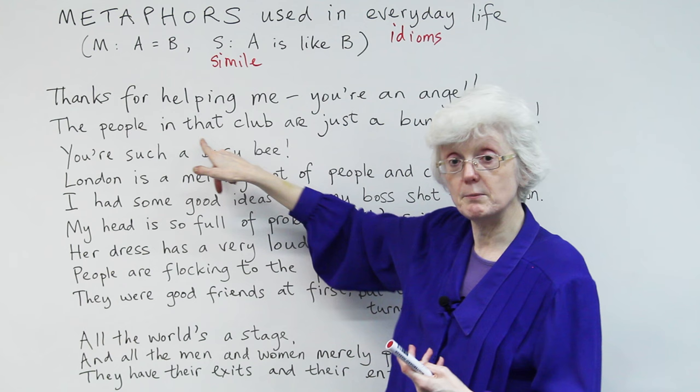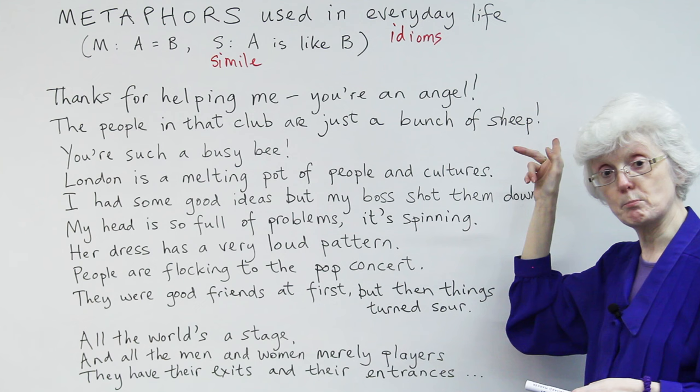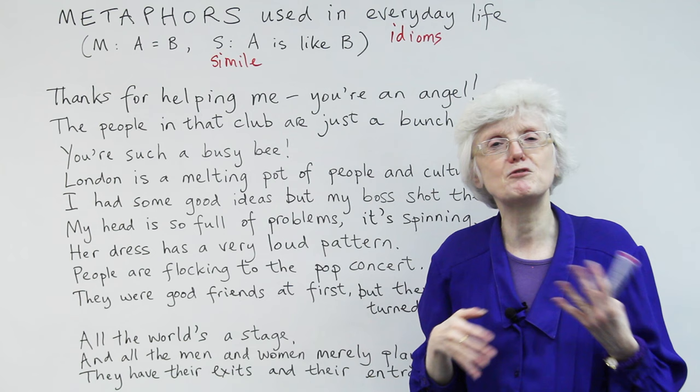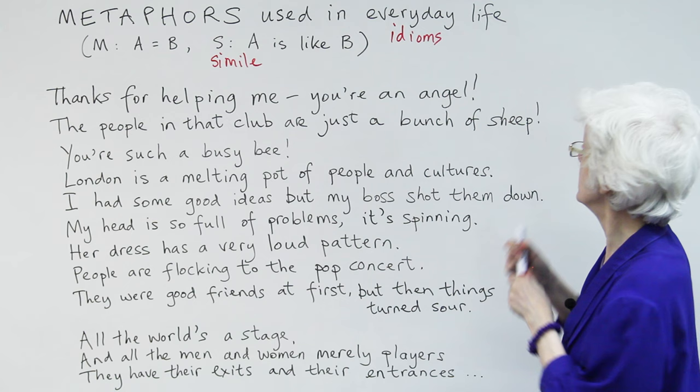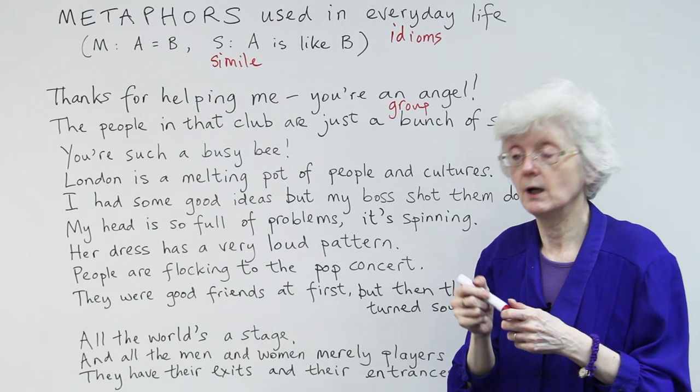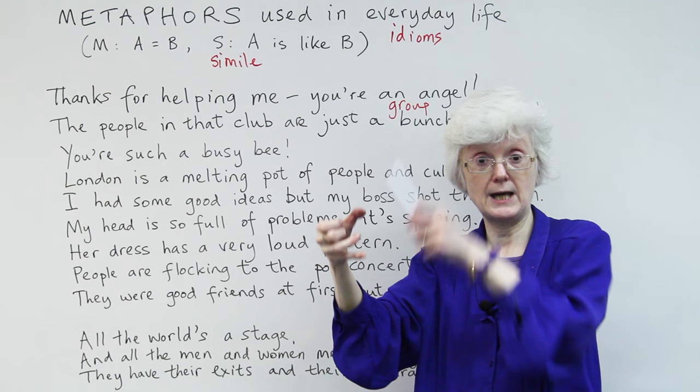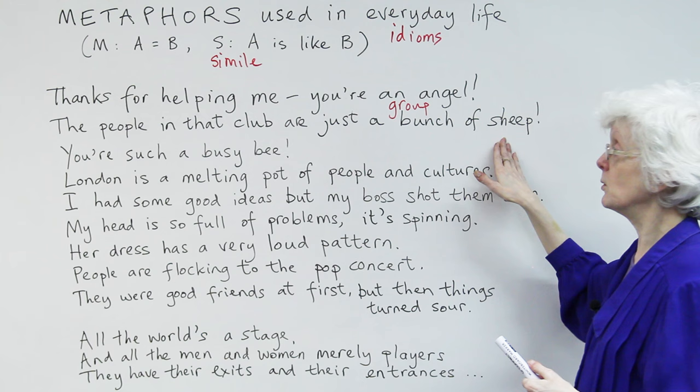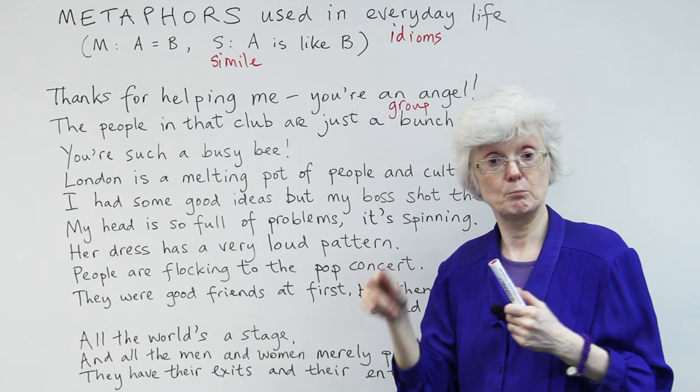Second example, the people in that club are just a bunch of sheep. Okay, a bunch, that's a sort of casual, informal word. A bunch means a group, a group of people. You can have a bunch of flowers. That's the normal use for bunch. Bunch of flowers, several flowers held together. But this is people who are being called sheep. They're not literally sheep. People are not sheep. Sheep are animals. People are humans.